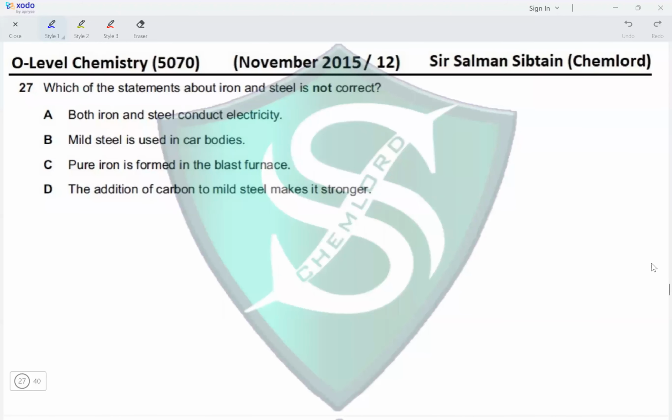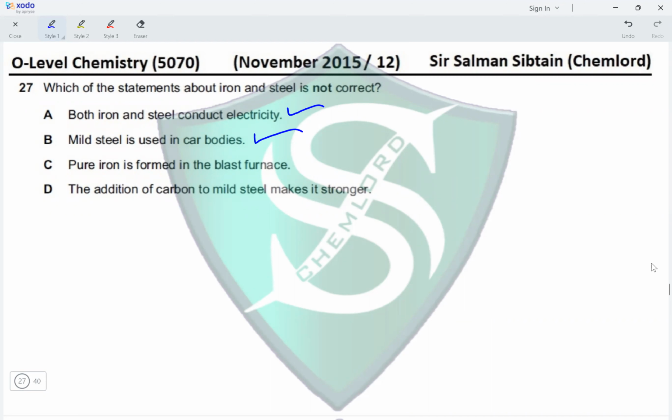Question 27. Which of the statements about iron and steel is not correct? Both iron and steel conduct electricity. Yes, this statement is correct. Both are metals. They would conduct electricity. Mild steel is used in car bodies. Yes, car bodies are made of mild steel. That is why they also rust when exposed to air and water.